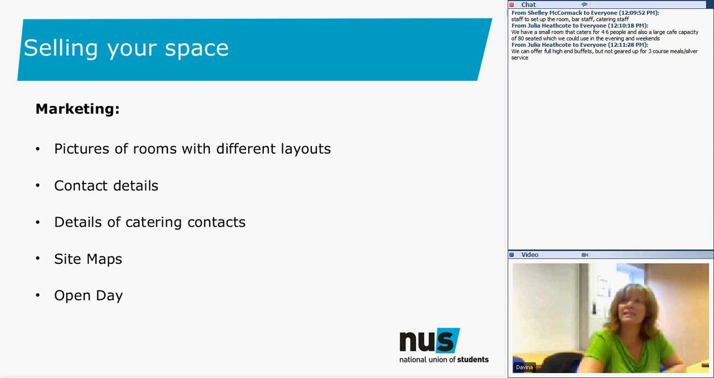Signs are brilliant. It's something we can send out to delegates, and it shows them exactly where they need to go when they arrive at the venue. And consider having open days as well. Invite local companies to come and have a look at your space and put some refreshments on, just so that they've got an idea. The costs of using hotels at the minute are rising, so it's really good if external companies have an idea of other space that's available around them. So do consider having an open day.